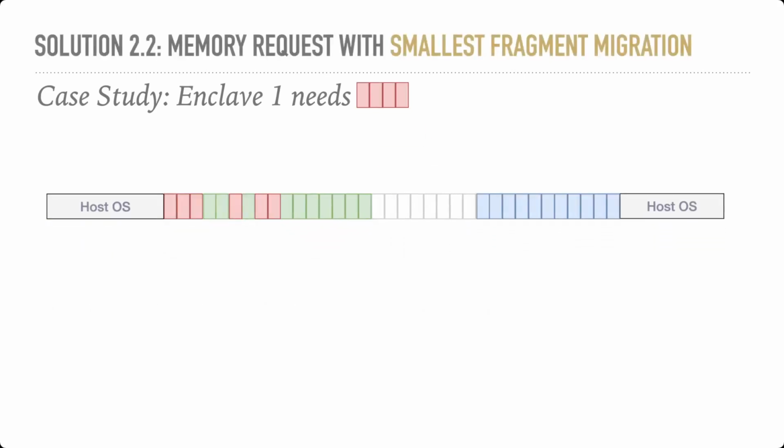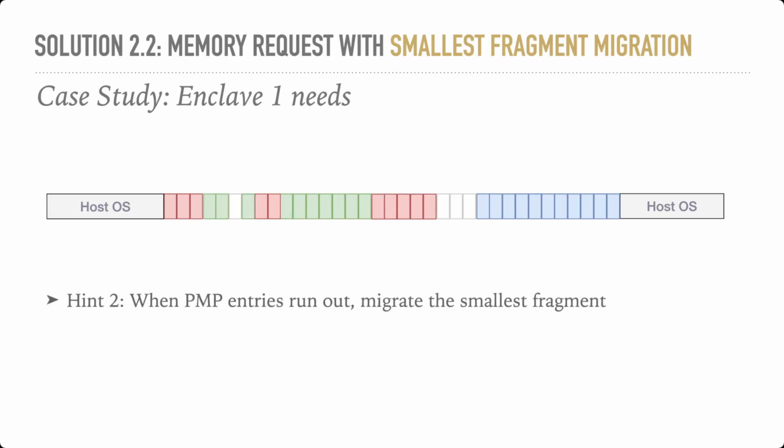Still, there is another situation. Because the PMP entries are still limited, as we mentioned before, when the PMP entries run out, we introduce the smallest fragment migration. It means we will first find the smallest fragment of enclave 1 and move it to another free space to finish the migration. So when PMP entries run out, we can migrate the smallest fragment to another free space to finish the allocation.